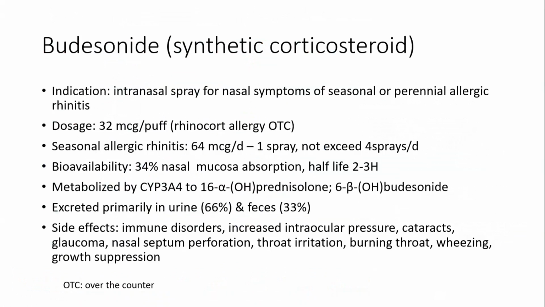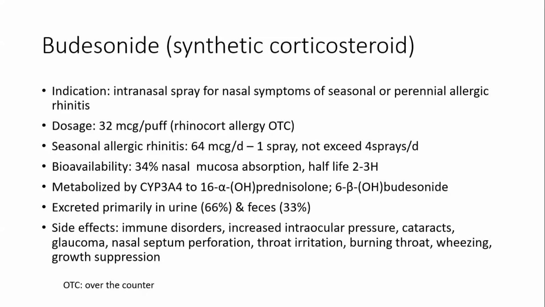Okay. Pycnite, this is a synthetic corticosteroid. The indication for the pycnite is intranasal spray for nasal symptoms of seasonal or perennial allergic rhinitis. Seasonal tu dia ikut musim lah. Perennial ni means that dia tak kira lah apa musim pun dia mesti ada rhinitis tu. The dosage is 32 microgram per puff. For example, Rhinocort Allergy ni, nama ubat ni OTC, over the counter, boleh beli je kat counter. For the allergic rhinitis ni biasanya dia punya dose 64 microgram per day, or one spray, not exceeding 4 sprays per day.